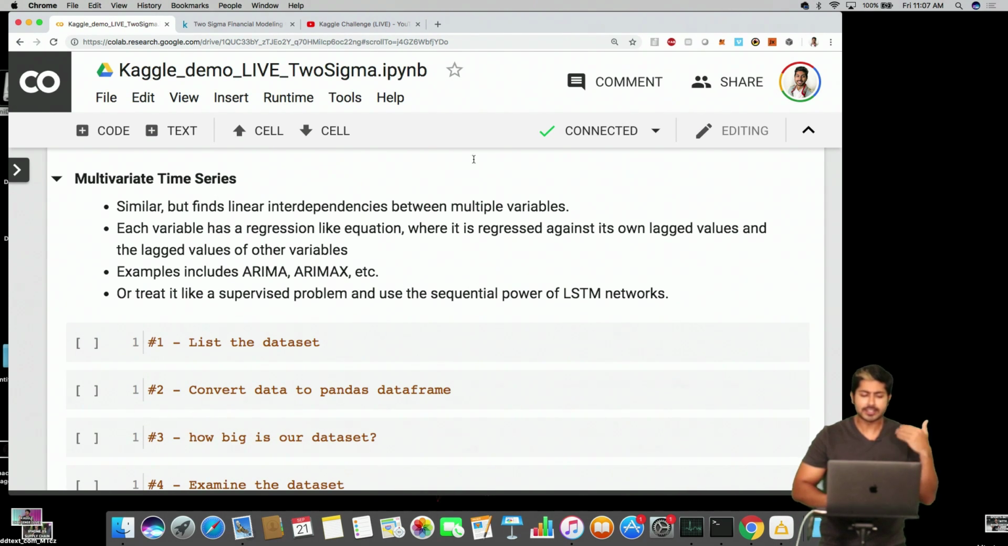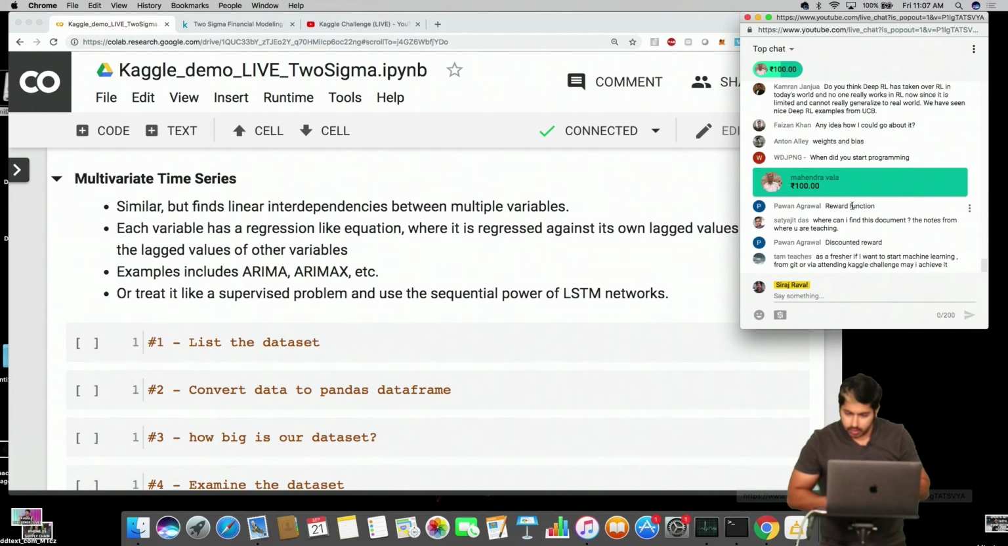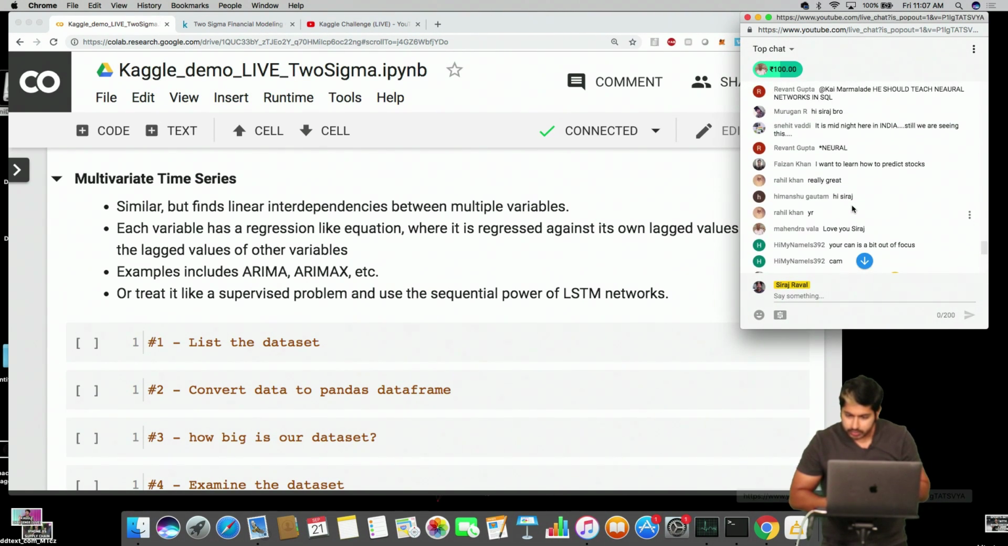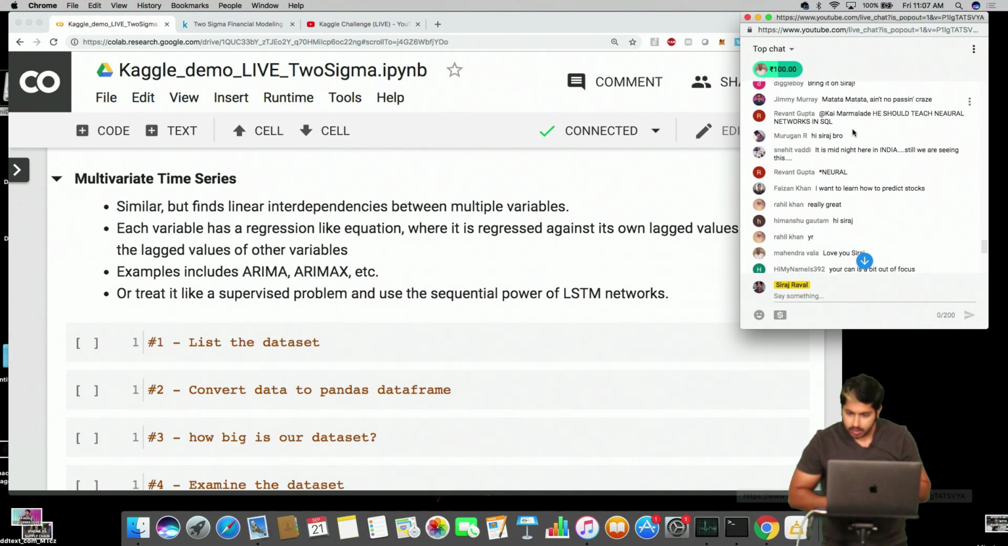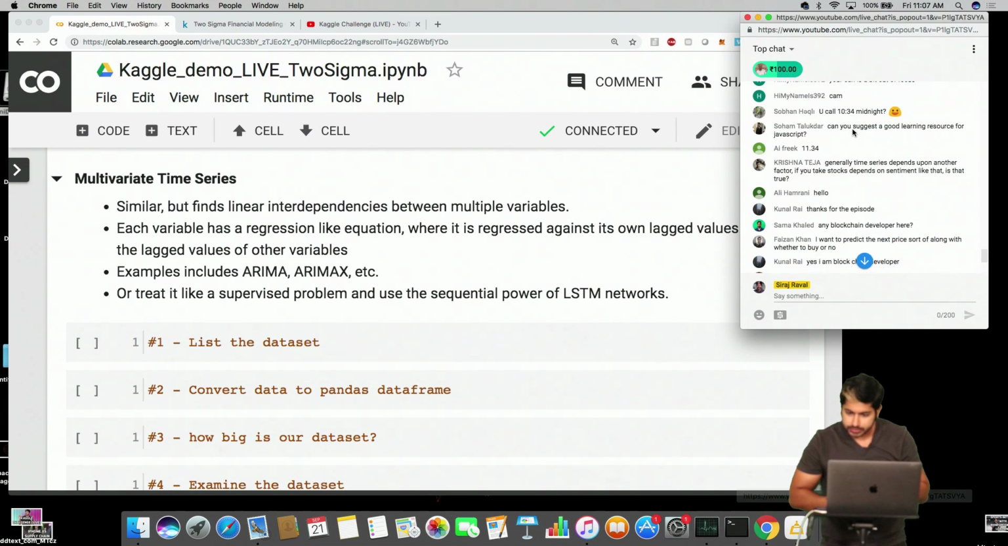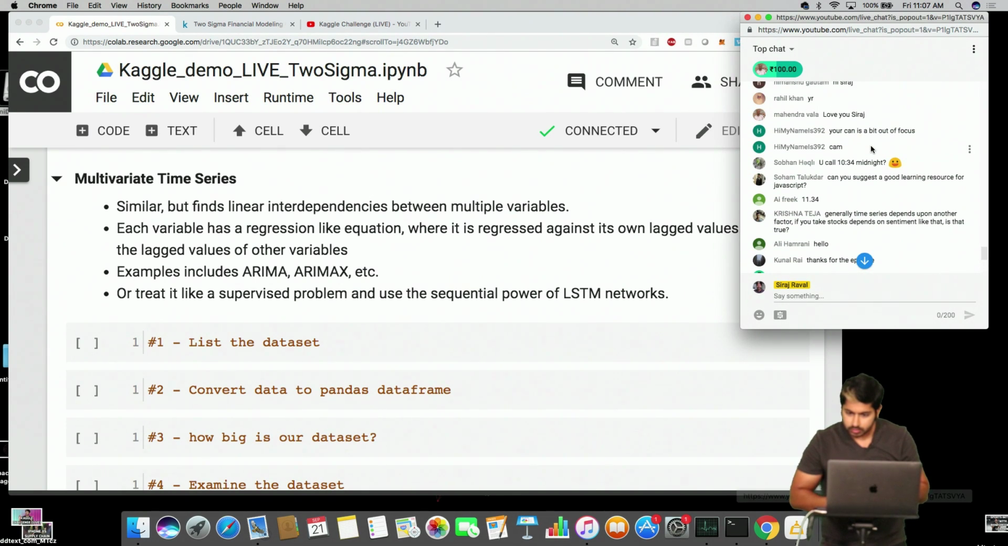So let's get into some EDA. And like I said, I'm going to answer some questions now, all right? So what are some questions? What's out of focus? I know it is.